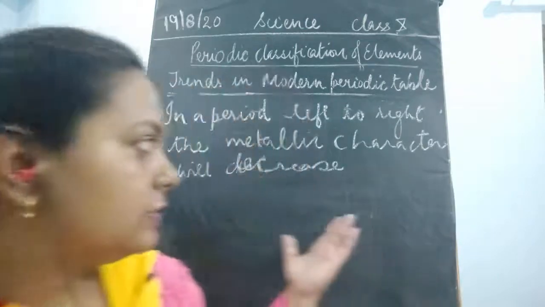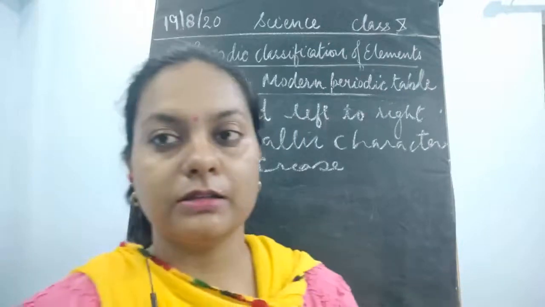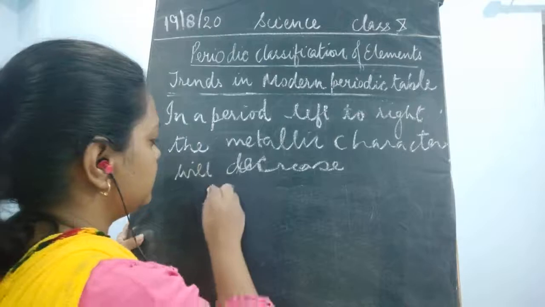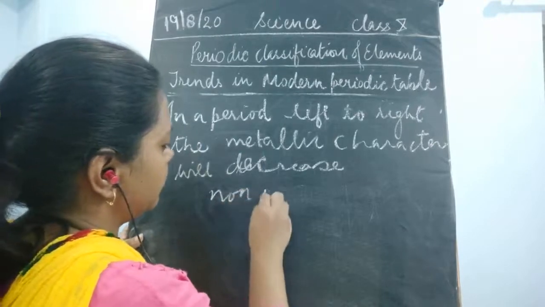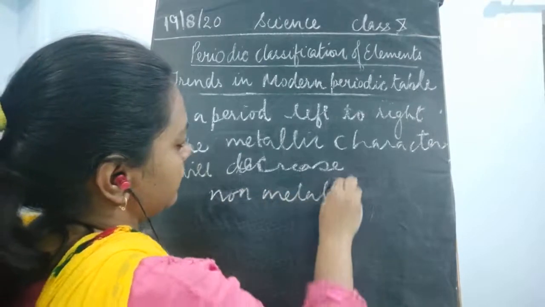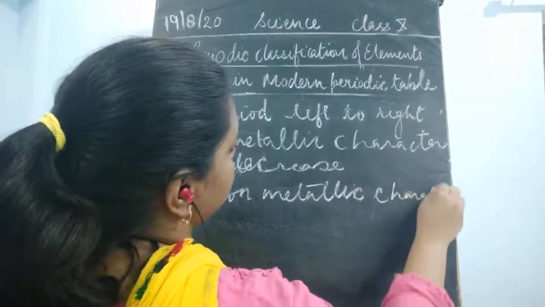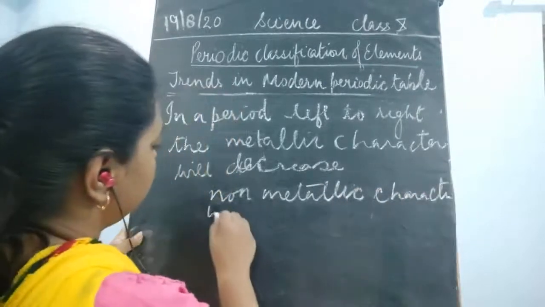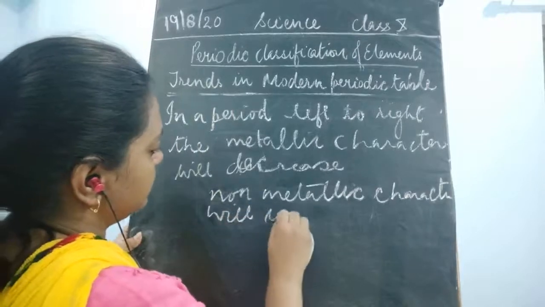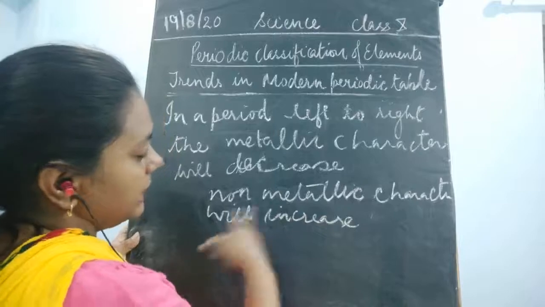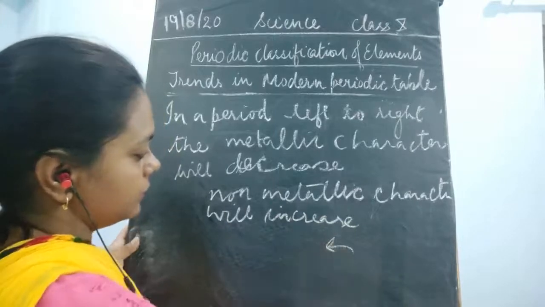Now, if the tendency of losing electrons is getting decreased, what about the other one? Non-metallic character. What would happen to non-metallic character? This non-metallic character will increase. Just vice versa. As non-metallic character means acceptance of electrons.